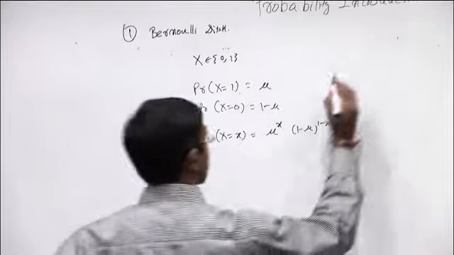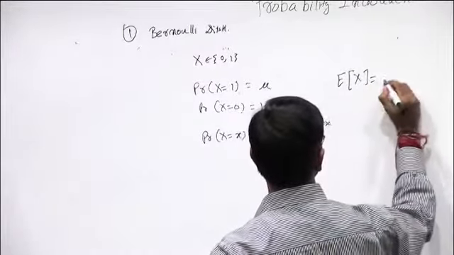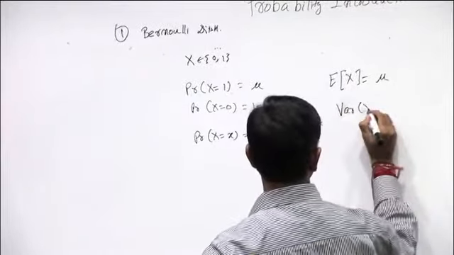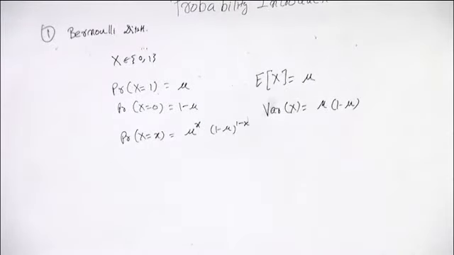And then some very simple statistics about these things. The expected value is mu, and the variance of this random variable is given by mu times 1 minus mu.